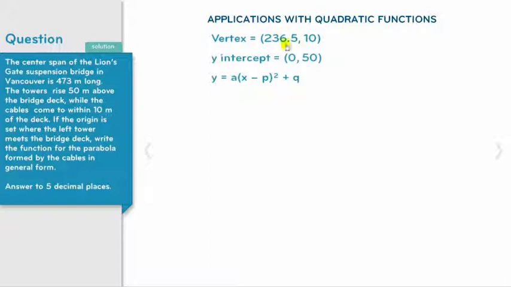Okay, so we know the vertex and we know the y-intercept. So we're going to start to solve this question by inputting both of those values into our equation in vertex form. So our p and q values are going to go in for the places of the p and q. So 236.5 is going to go in the place of the p, and the 10 is going to go into the place of the q. After that, we're going to use our y-intercept, which has an x and a y value. We're going to place the 0 in the spot of the x value, and the 50 in the spot of the y value.